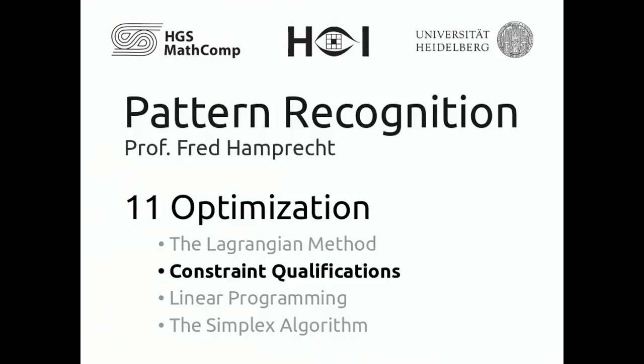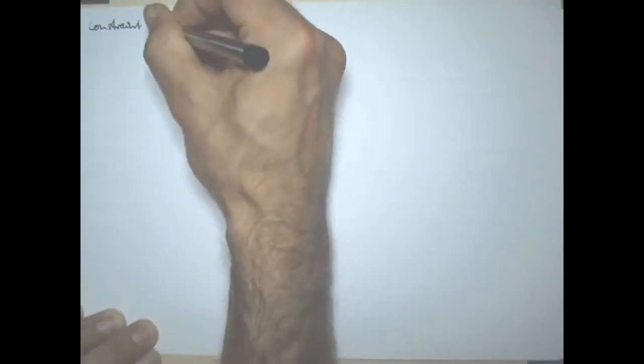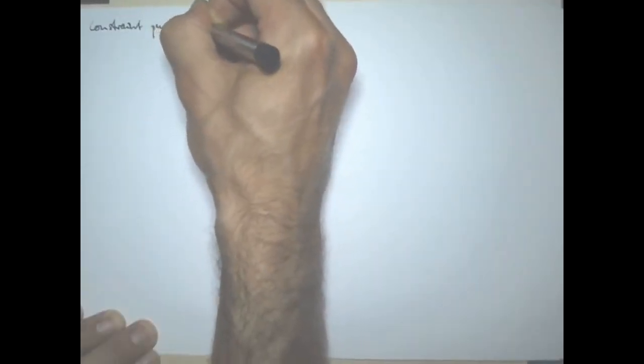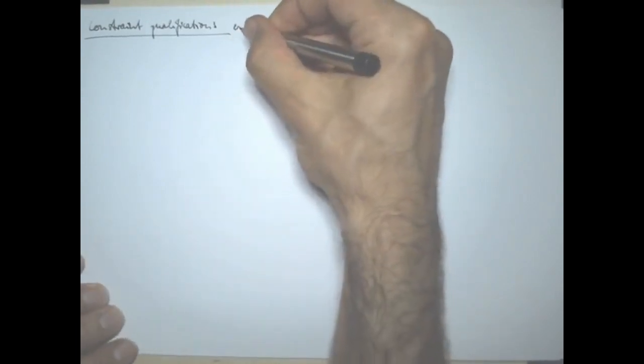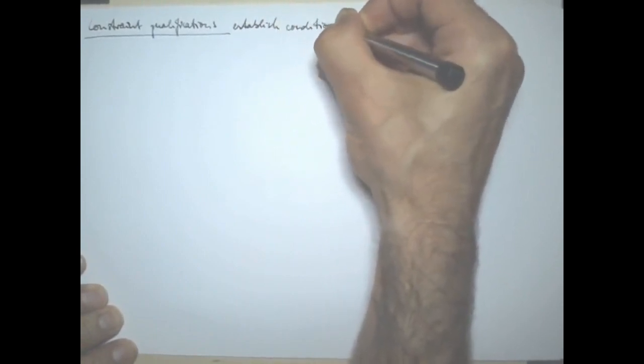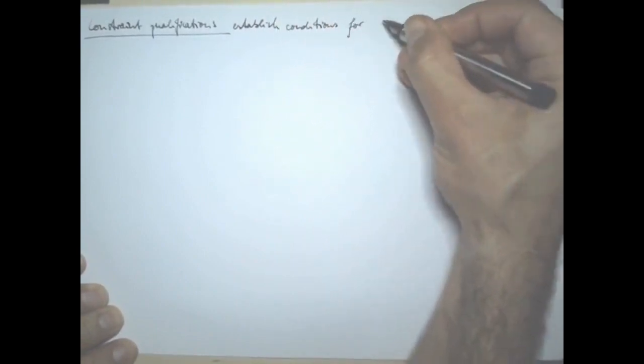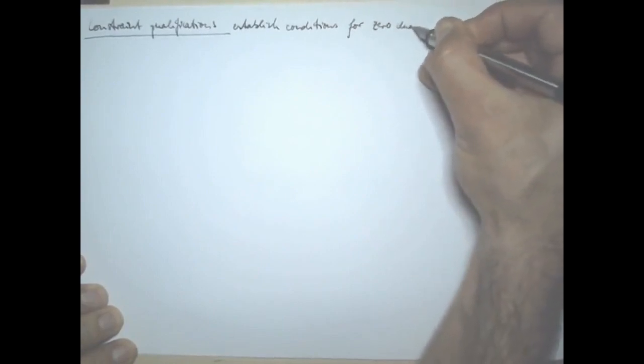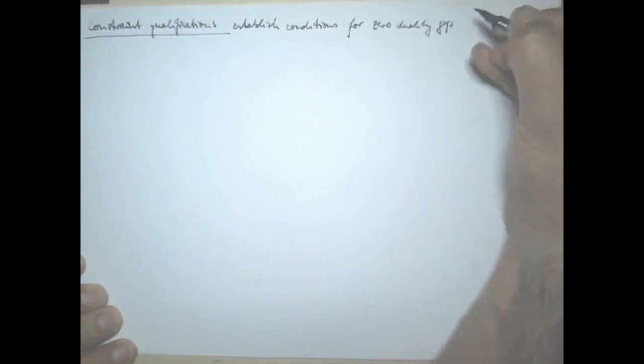Now, without proof, I want to talk about constraint qualifications that tell you when the duality gap is 0. So these establish conditions for 0 duality gap, or for strong duality to hold.